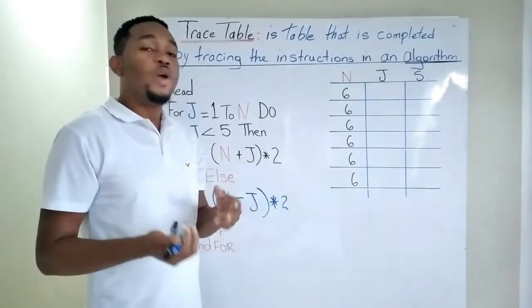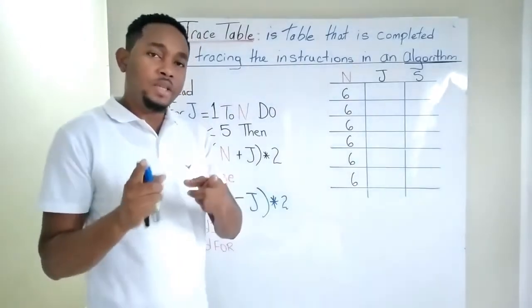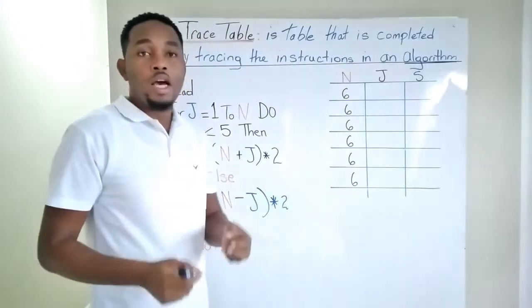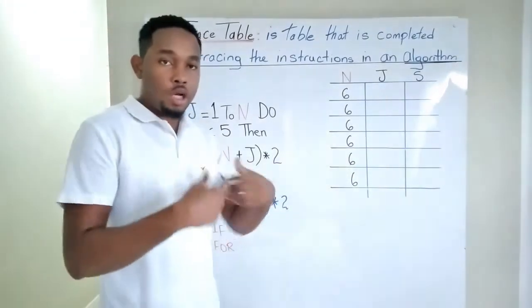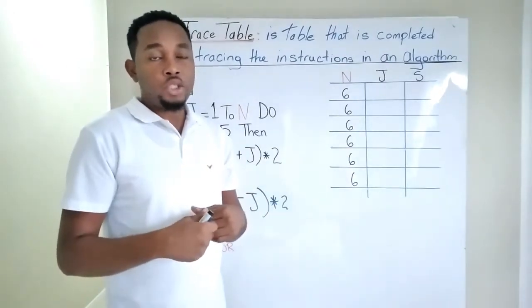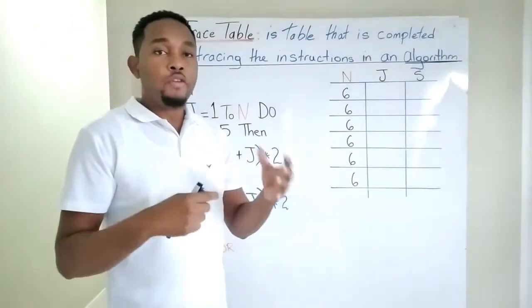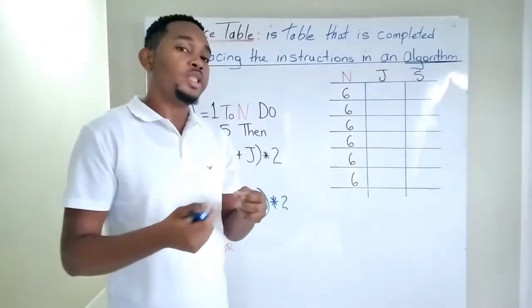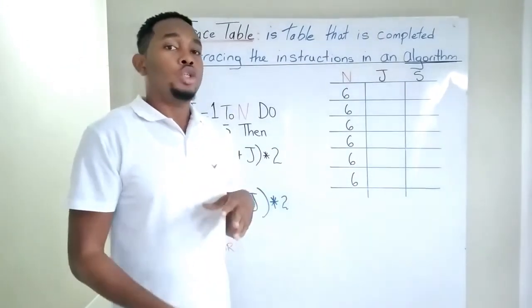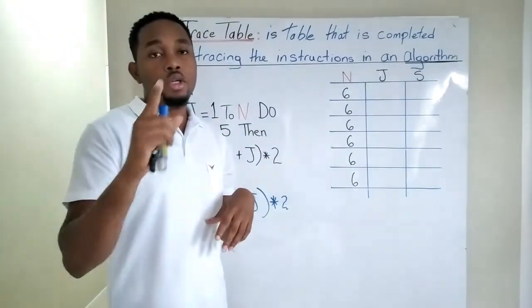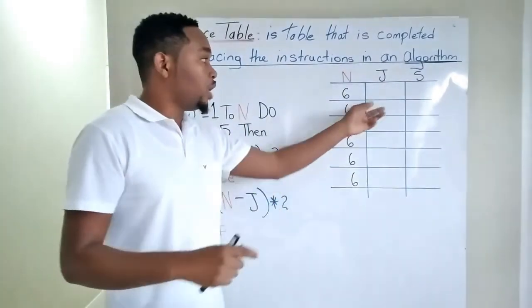When you are creating a trace table, you are going to identify your variables, and your variables are data that changes throughout your program. So you identify variable names, and you use those variable names as the column headings to represent the changes that will take place throughout your algorithm. So we have a little algorithm here that we want to discuss, and then we get straight into solving the table that we have over here.